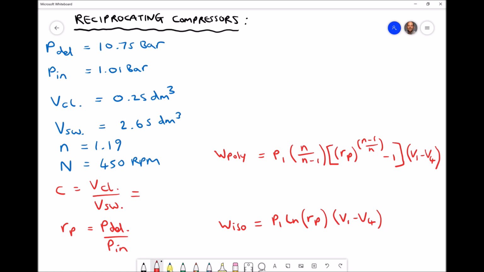Now, because what we're calculating here is a ratio, we can actually work with decimeters cubed. We would get exactly the same answer if we converted both of those to meters cubed, but just for simplicity at this stage, I'm going to keep each of those in decimeters cubed. So we have 0.25 over 2.65, giving us a clearance ratio equal to 0.09434.